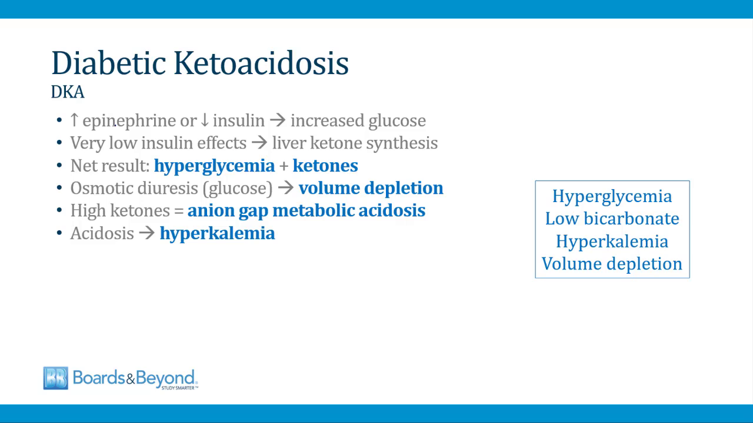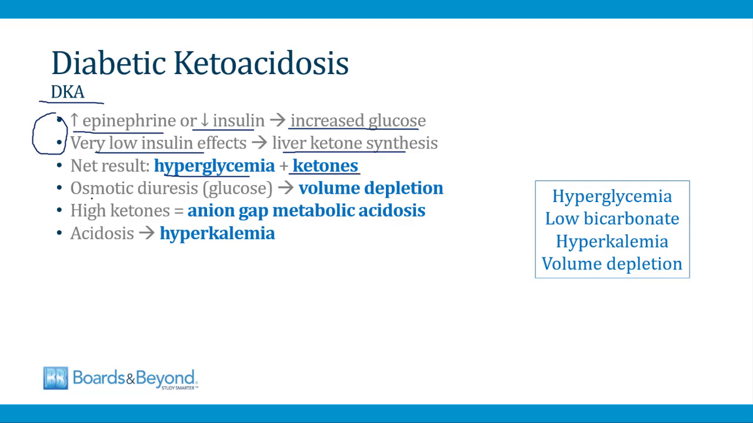So putting this all together, the way to understand DKA is that either high epinephrine or low insulin levels, or a combination of the two, leads to hyperglycemia and increased glucose, which is one element of DKA. The other element is that very low insulin effects lead to ketone body synthesis by the liver. When insulin levels are very low, the liver assumes it is in a starvation mode and it begins to produce ketone bodies, which can be used by the brain for fuel. So the net result of these two phenomena is that patients with DKA will develop hyperglycemia and the presence of ketones in the plasma.